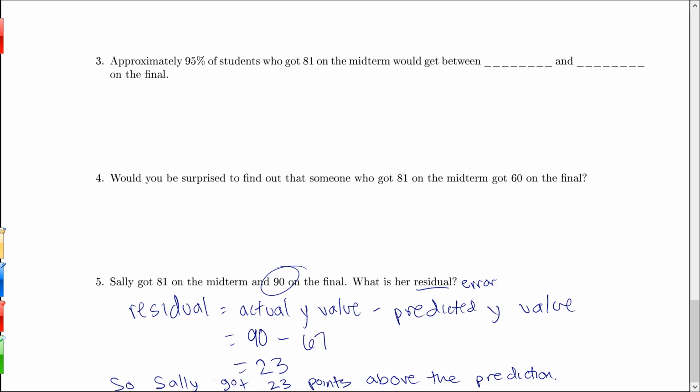Now, if that residual had been negative, that would have told us that she was below the line, or she got less than we predicted. But her actual Y value was 90. We predicted she should only get like 67, so she actually got 23 points above our prediction. She did pretty well on that.